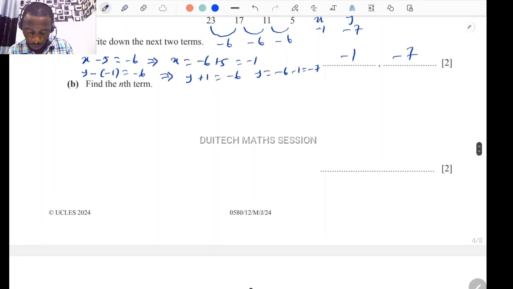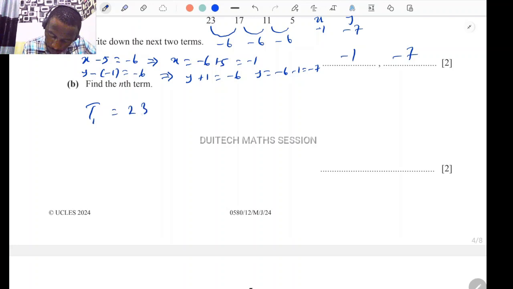Since we know the difference is minus 6, that means if I say T of 1 is equal to 23, the first term, I want to know what constitutes this 23. Now, what did I add? Because definitely I was supposed to add something to obtain 23. So T1 is 23, right? Now T2 is what? 17. So what was actually happening here?